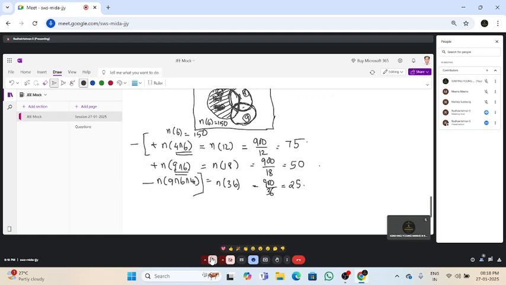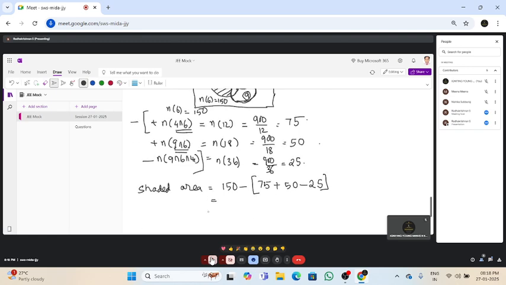So using the numbers in various spaces here, we can calculate the shaded area. So n of 6 minus n of 4 intersection 6 plus this. Just simplify and write. I'll get it.